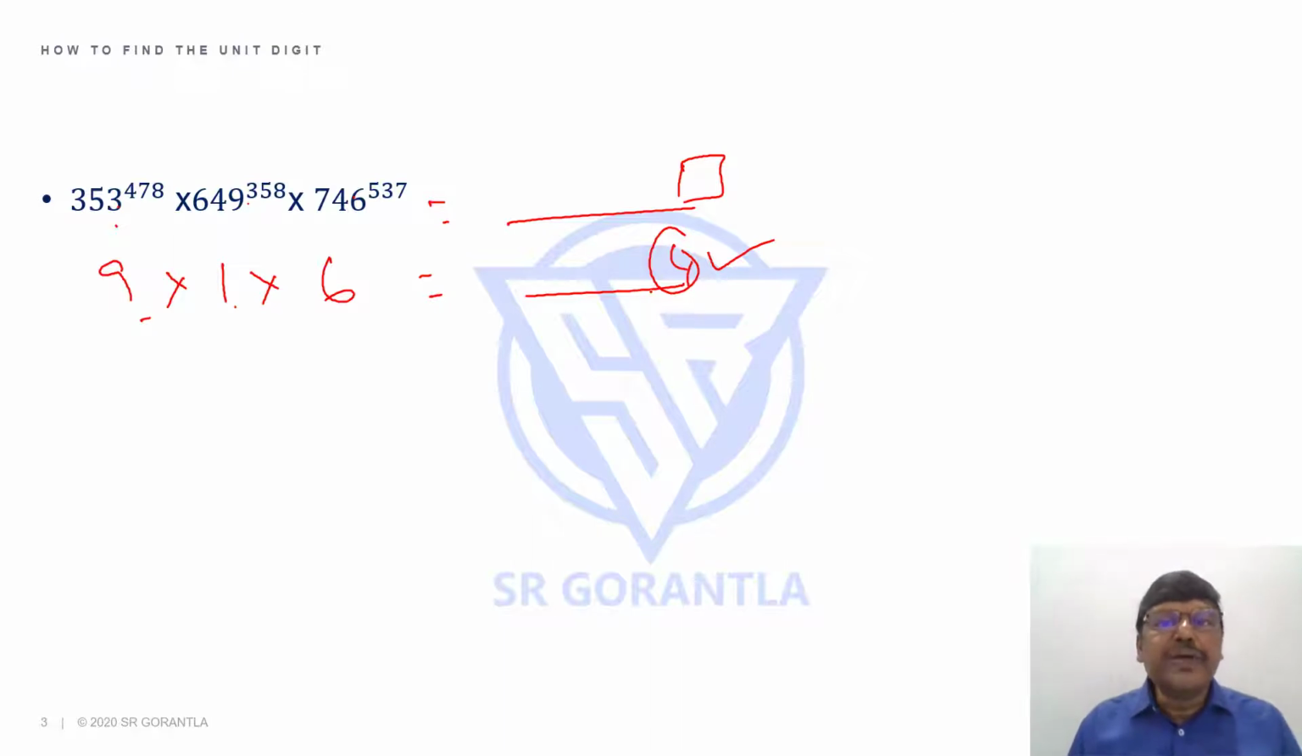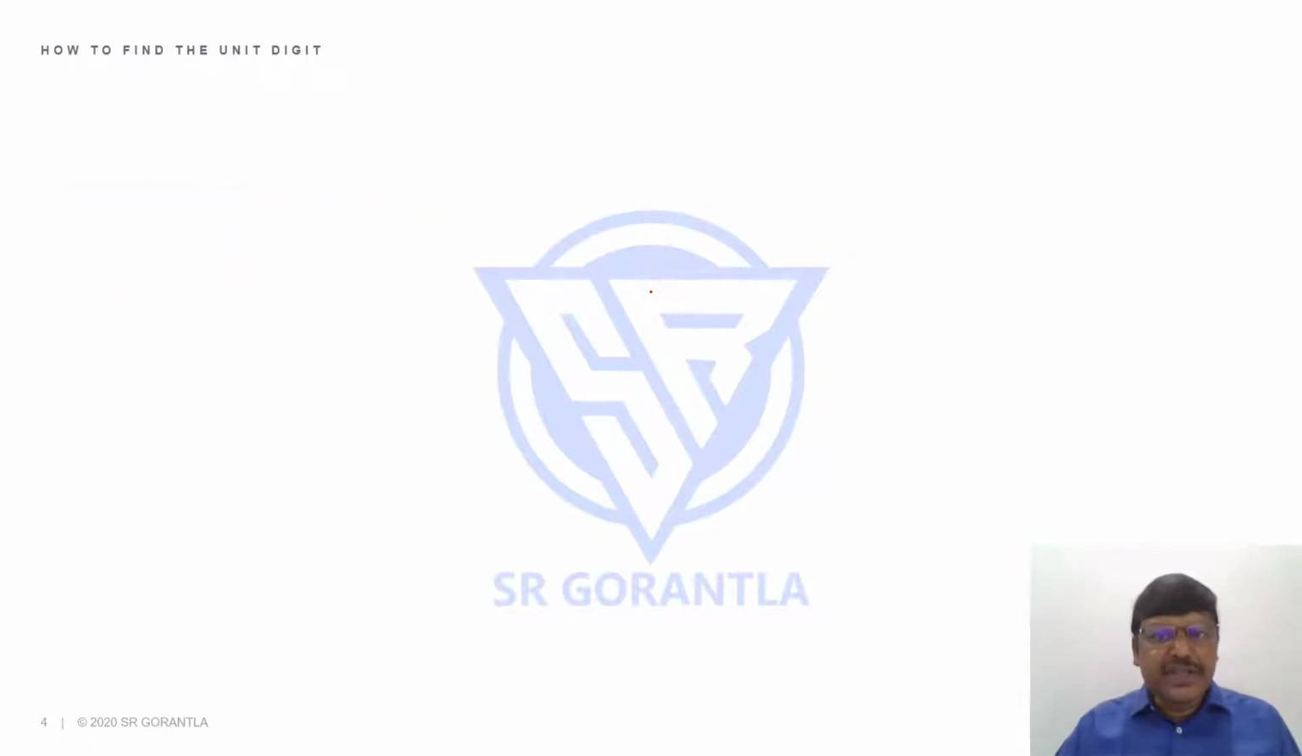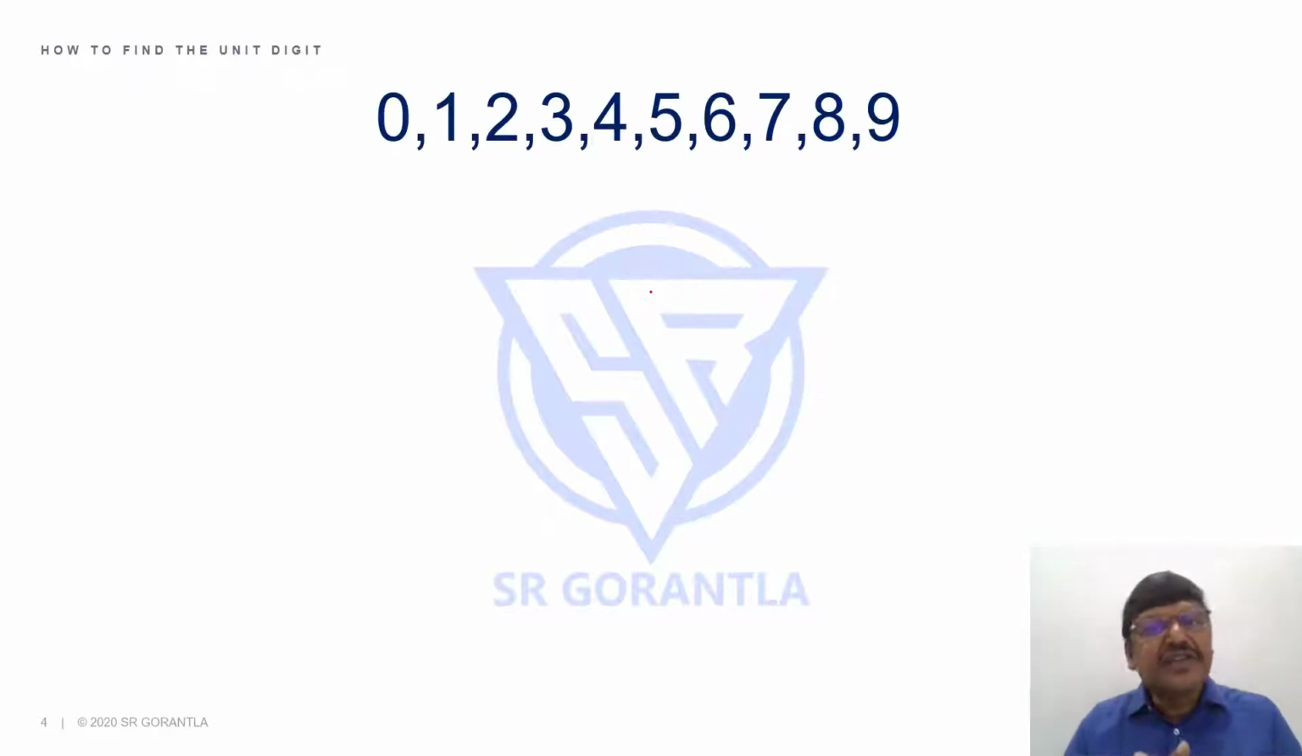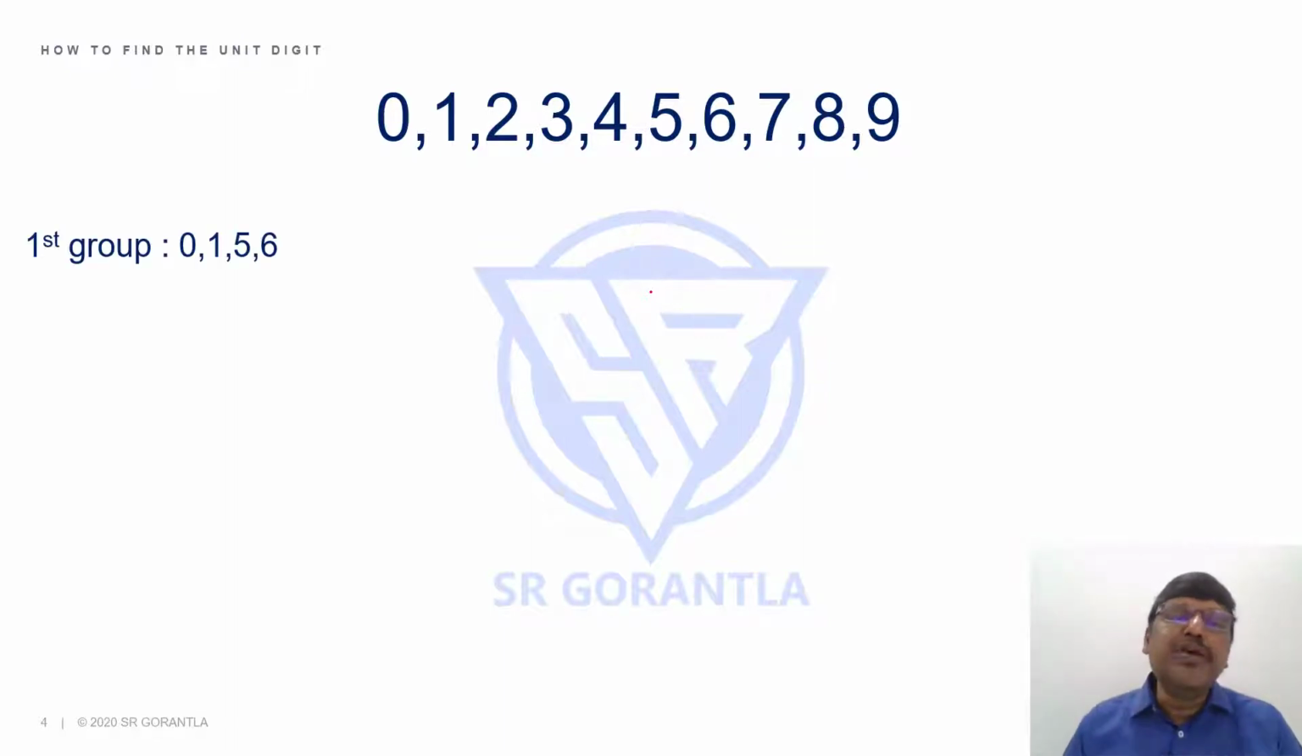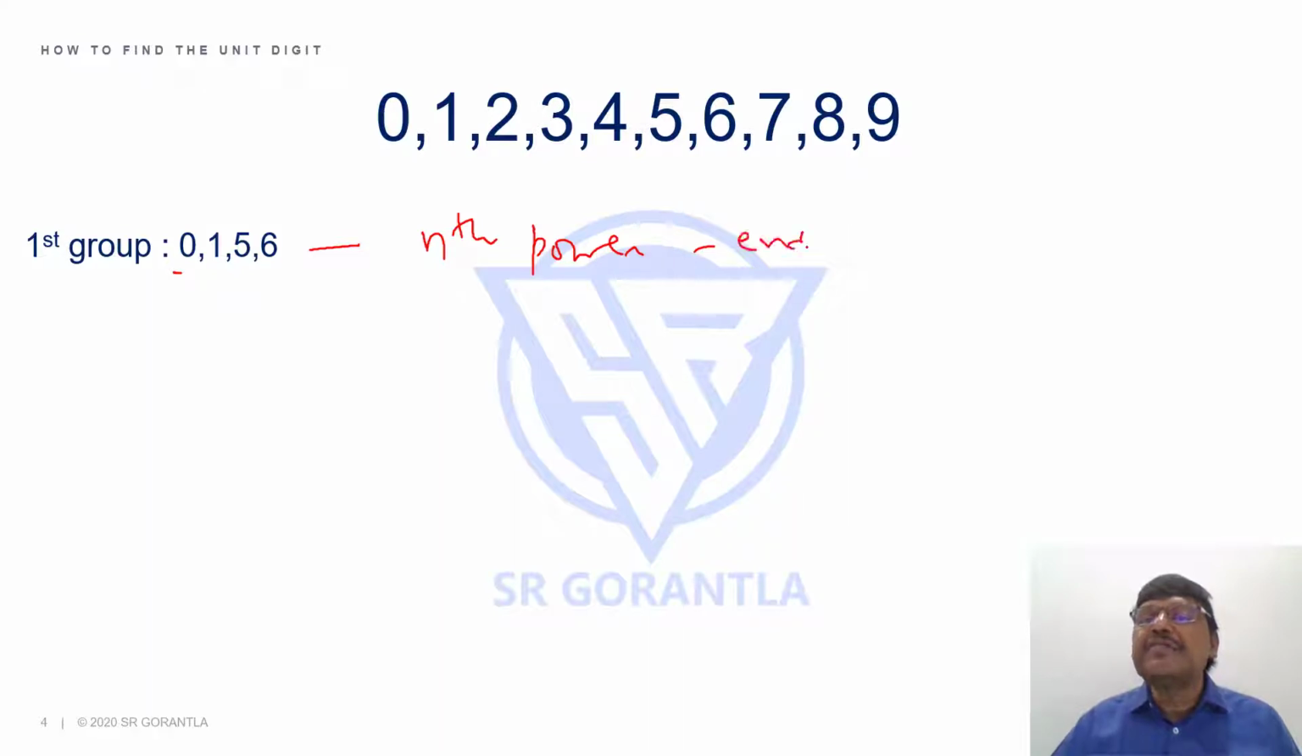Before that, let me give you a few basic things. Students, in the decimal number system that we deal with, how many digits do we use? 10 digits, that is 0 to 9. These 10 digits, I divide into 3 groups. To the first group belong 0, 1, 5, 6. Why I club these 4 under one group is, if a number ends with any of these 4 digits, the nth power of the number, that means any natural power, any positive integer power, ends with the same digit.